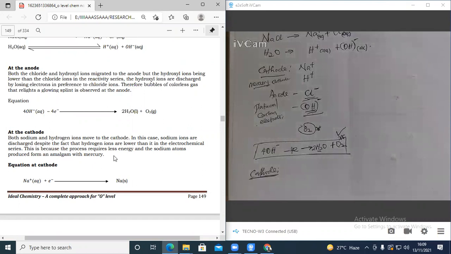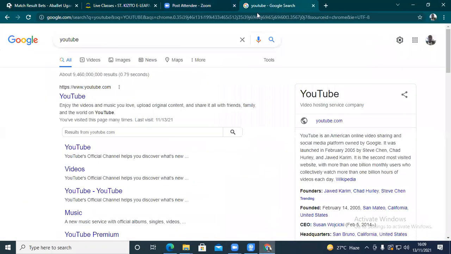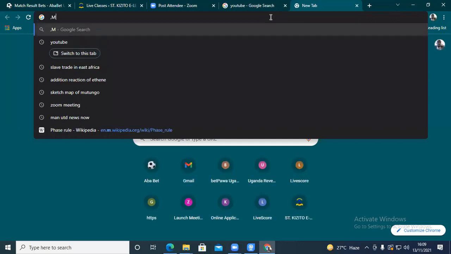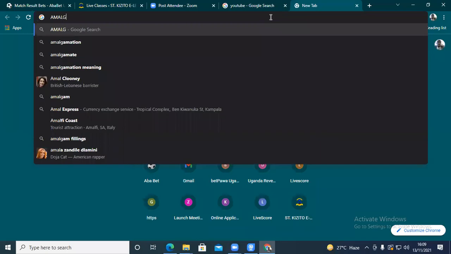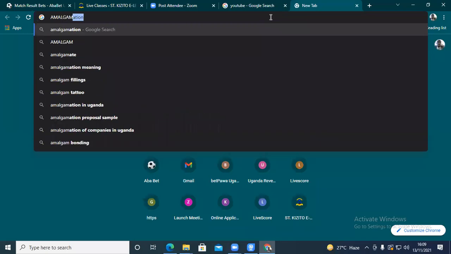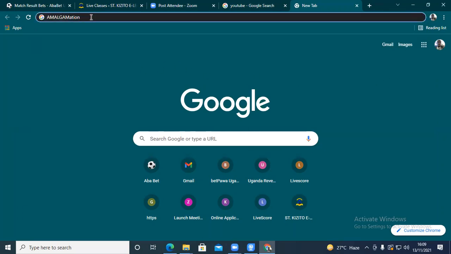So mercury cannot form an amalgam with hydrogen, no? It likes sodium. Since sodium is the most reactive, they form an amalgam. What is an amalgam? Who knows that word? Nobody knows.